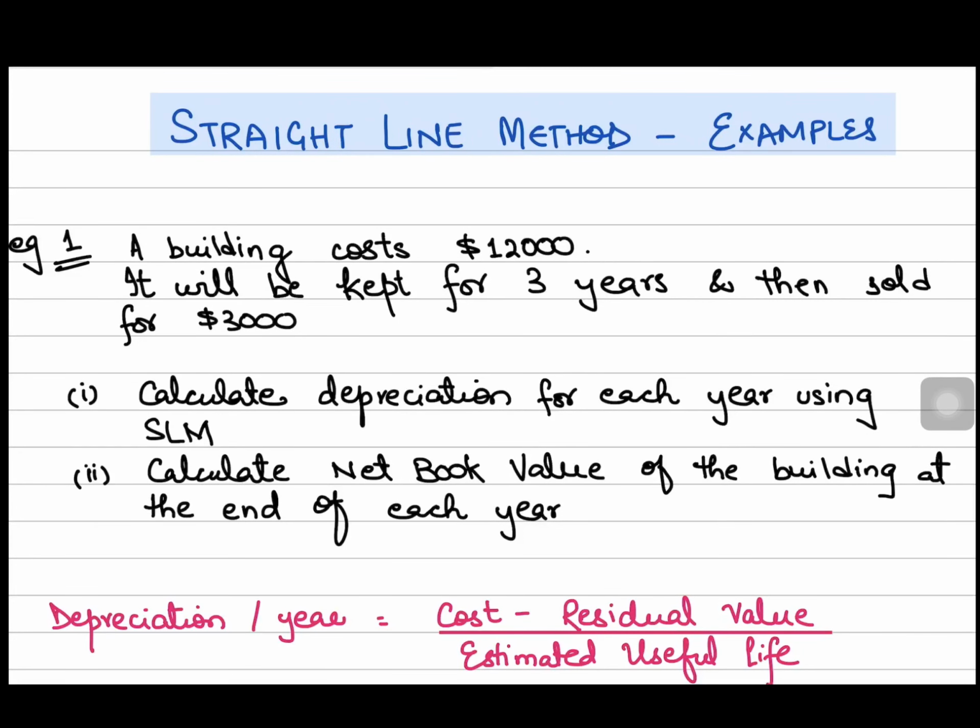Welcome back. In this video, we will be solving some questions relating to the straight line method of depreciation. So let's begin. Now the first question says a building costs $12,000.